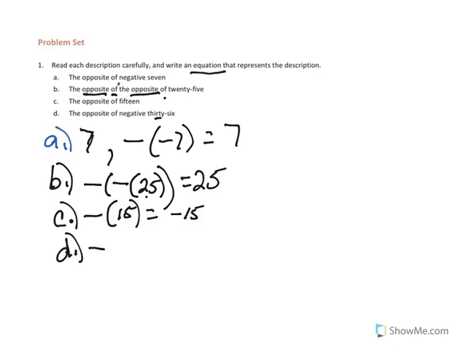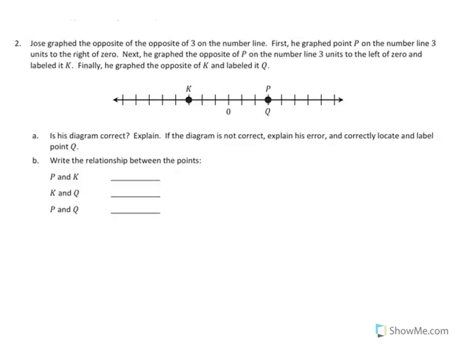Okay, you write the opposite of negative 36. And that will equal, the opposite of negative is positive, so positive 36. All right, one more, maybe two.